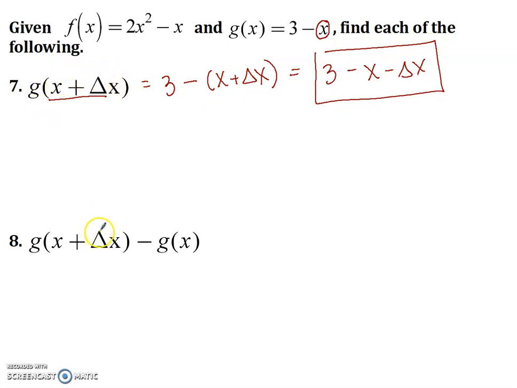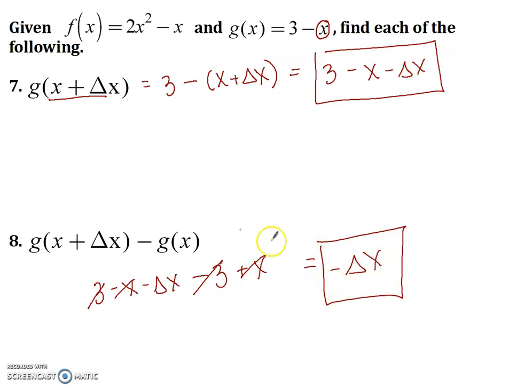Okay. Then in the second part, we're going to take what we got, so 3 minus x minus delta x, and we're going to subtract this 3 minus x. So I'm going to go ahead and distribute, and that's going to make it 3 plus x. And this is where everything without a delta x should cancel. So the 3 and minus 3 is going to cancel, the negative x and plus x is going to cancel, and it's just going to leave us with a negative delta x.